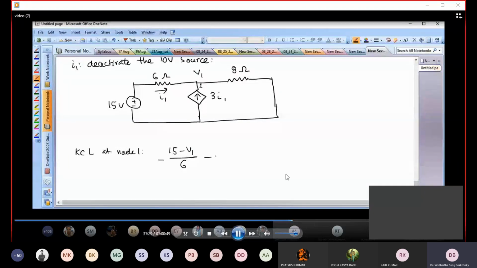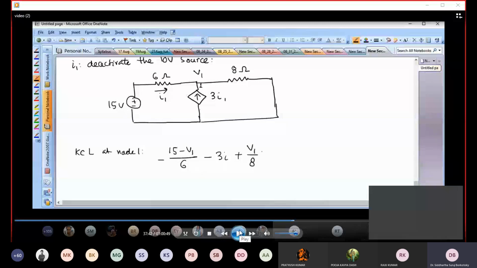Moving into V1, again, I'm making the negative sign. And then there is a current V1 by 8 moving out of V1. So here what I did was 15 minus V1 by 6 is the current moving into node 1. 3I is a current that's moving into node 1, whereas V1 by 8 is the current moving out of node 1. So that's why I said minus, minus, and then finally plus.